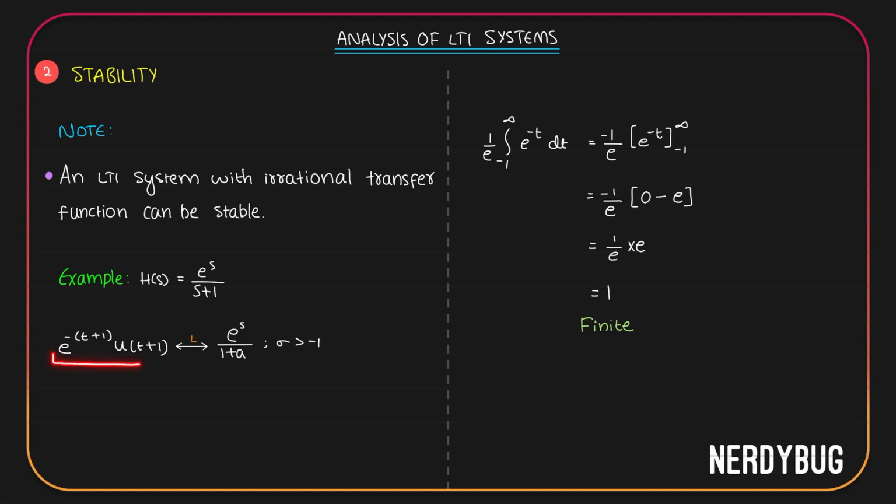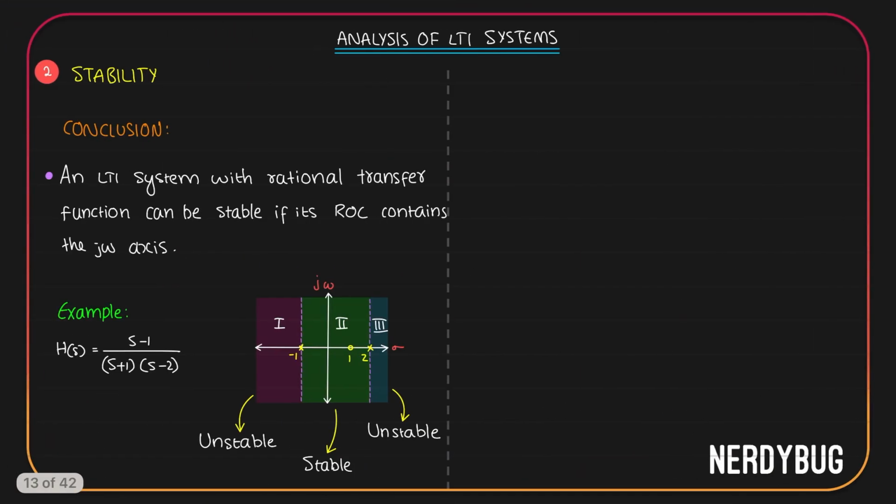That means the impulse response of our system is absolutely integrable and the system has to be stable even though its transfer function is not rational. So the transfer function being rational is not a condition for the system to be stable. What we learned here is that if the system has a rational transfer function, then to check if it is stable or not, you can just see if the j omega axis is there in the ROC. If it is there, it is stable. If it is not there, it is not stable.